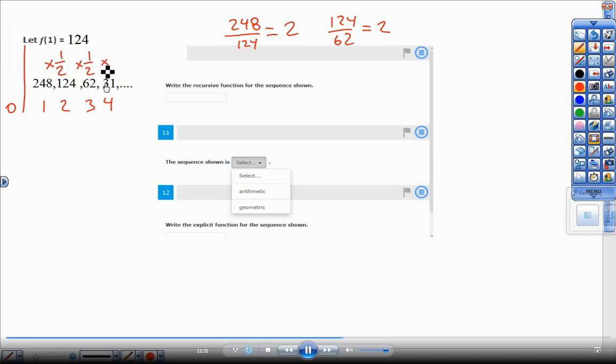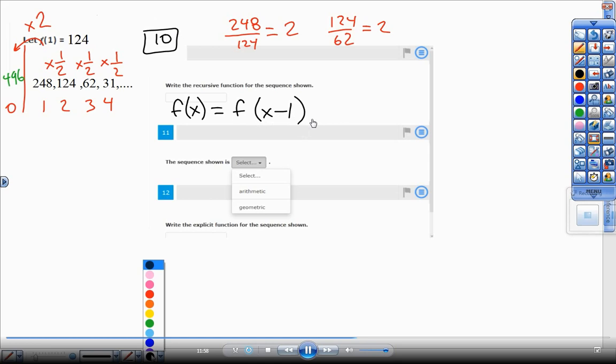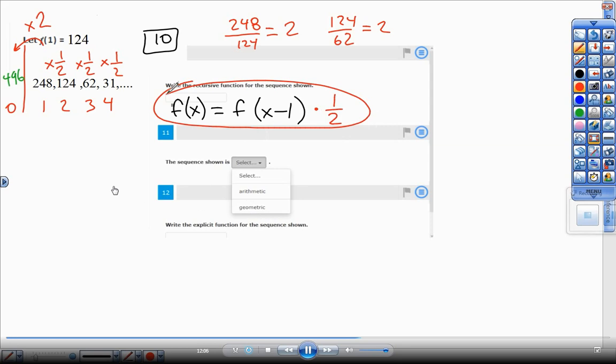Going to the left, I'm timesing by the whole number 2. So 248 times 2 gives me 496. So my recursive function would be f of x equals f of x minus 1, for the 10th problem right here, that's number 10, times 1/2. This definitely is a geometric sequence.